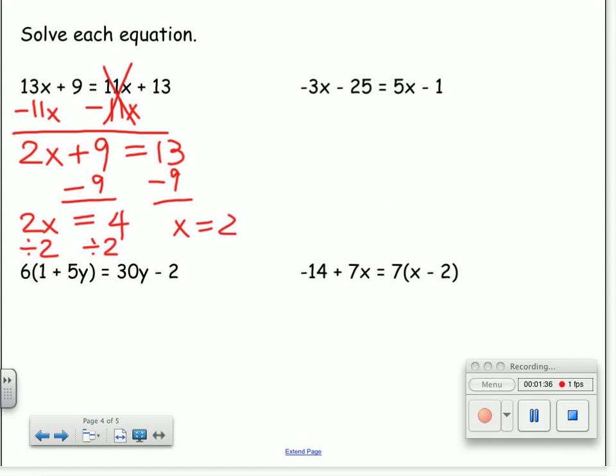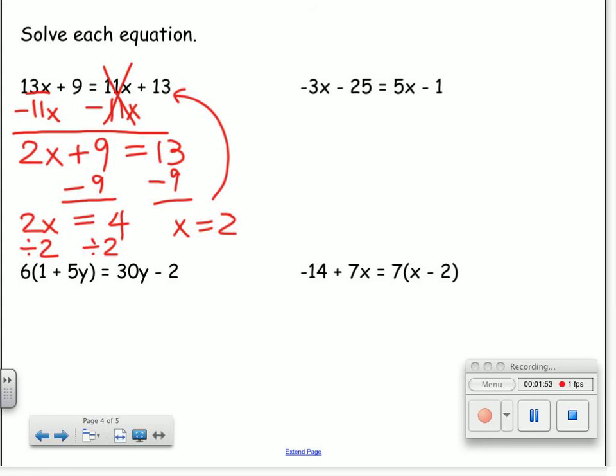If I plug that in, this part here would be 26 plus 9, so that would be 35, and this part here would be 22 plus 13, so that's 35. So checking my answer, it shows that it's right.